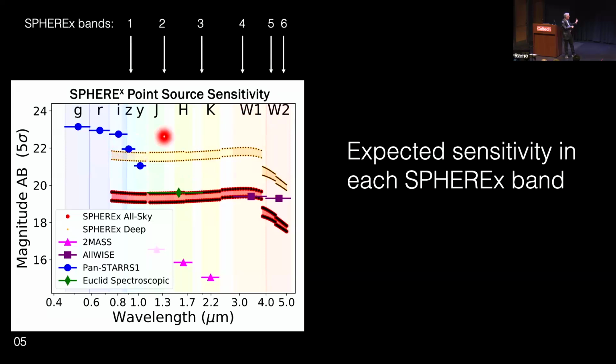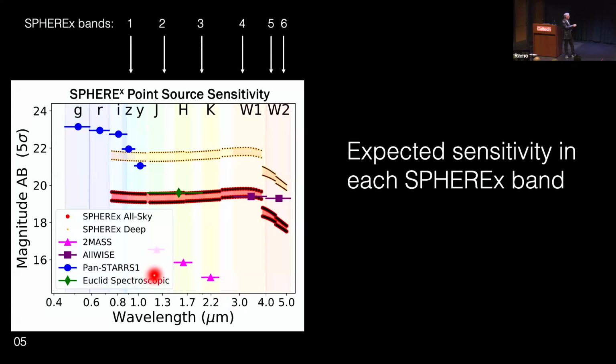I should mention also that the band here at the top in brown is the one for the deep survey, which is the ones at the poles. And the band here, shown in red, is our expected sensitivity for the all-sky survey, which is everything else, basically. Okay, so for the deep survey, we're very comparable to Pan-STARRS. If you look down here for the all-sky survey, we're comparable to the capabilities for Euclid spectroscopic, and we go much, much fainter than 2MASS.